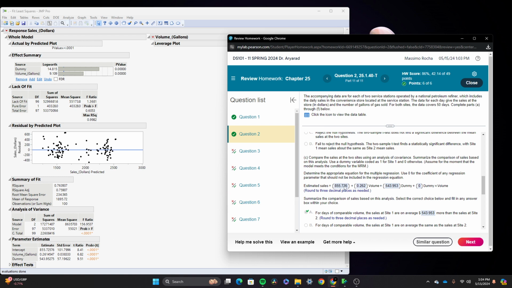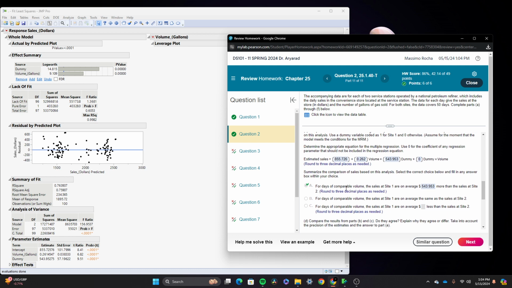Intercept, right here. Volume, right here. Dummy, right here. And this one we're going to put 0. This is not needed. So, if you really wanted to, you didn't even need to add this in the first place. You could just add these two. This one, not needed. And if we look here, for days with comparable volumes, the average is going to be 543.953 more. It's because of this number right here. Looking at this number.